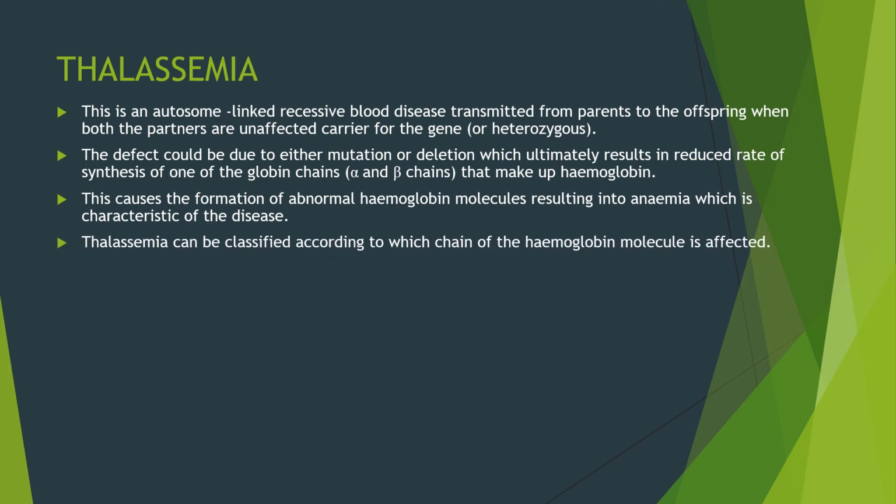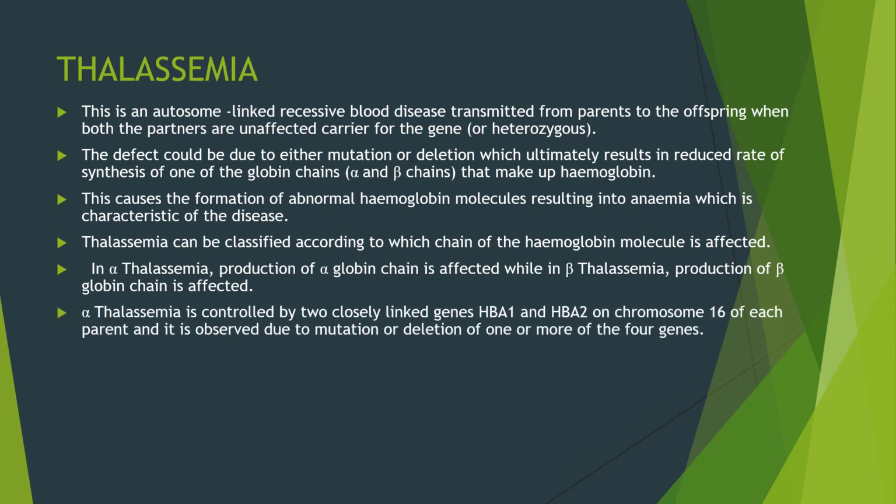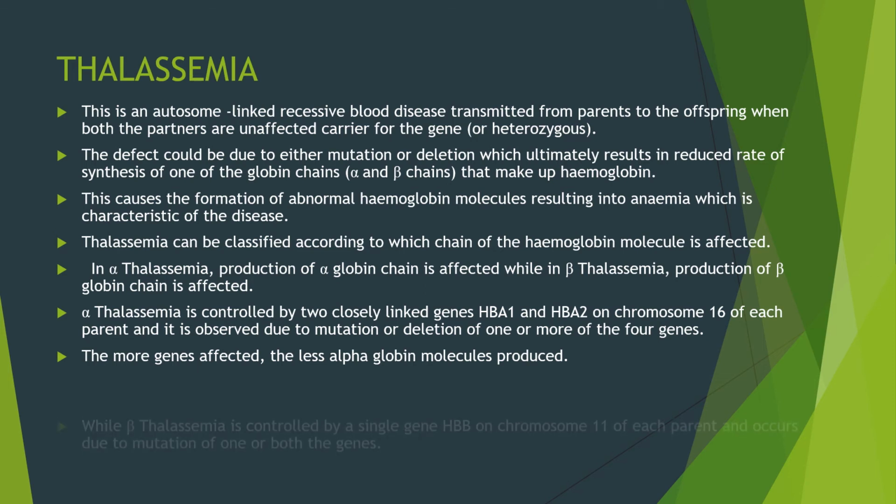Thalassemia can be classified according to which chain of the hemoglobin molecule is affected. In alpha thalassemia, the production of the alpha globin chain is affected, while in beta thalassemia, production of the beta globin chain is affected. Alpha thalassemia is controlled by two closely linked genes, HBA1 and HBA2, on chromosome 16 of each parent, and it is observed due to mutation or deletion of one or more of the four genes. The more genes affected, the fewer alpha globin molecules produced.